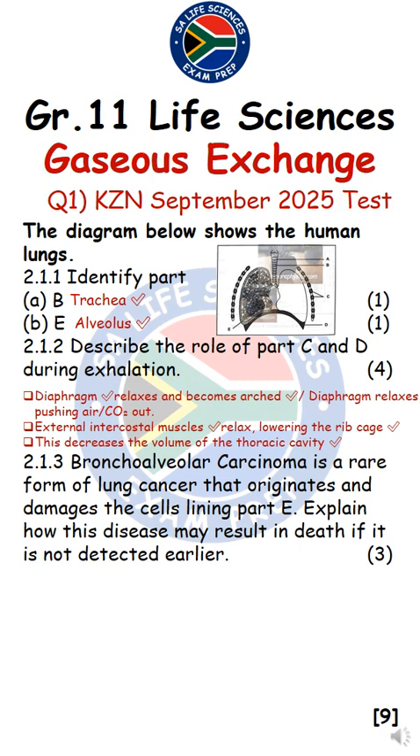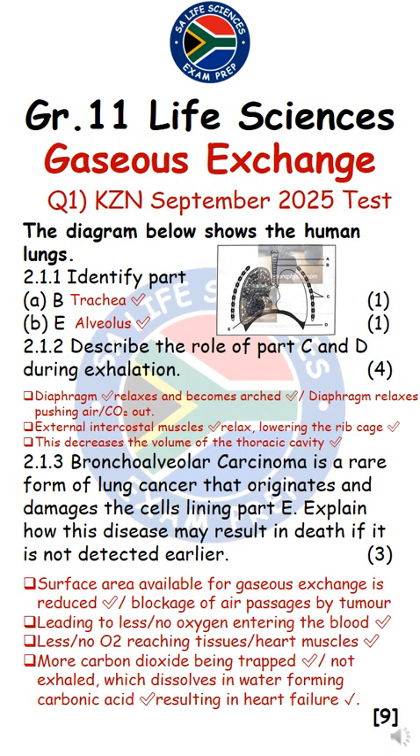Question 2.1.3 says, the bronchoalveolar carcinoma is a rare form of lung cancer that originates and damages the cells lining part E. So, what is part E? The alveoli. Explain how this disease may result in death if it is not detected earlier. So, this is a 3-mark question. So, point number 1. The surface area for gaseous exchange is reduced. Remember, gaseous exchange takes place in the alveoli. If the alveoli are damaged, that means that there is less gaseous exchange happening.